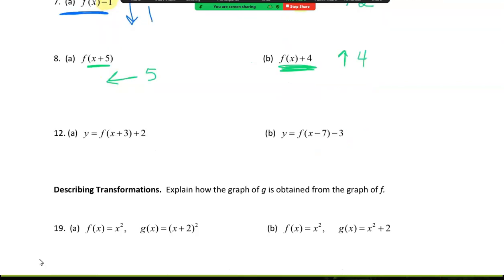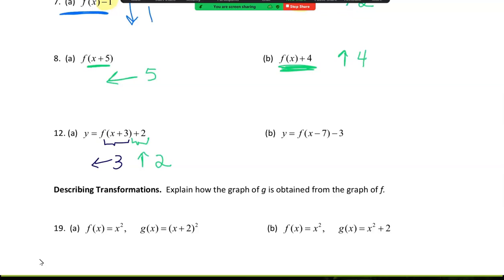Okay, so now we have 2 changes. So let's identify each one. This change is next to the x. It's inside with the function. Therefore, that's going to go left 3. This other change is outside the function. So that's going to go up 2. And you have to memorize these, at least have an understanding of them so that you can call up the same information. Okay, next one.